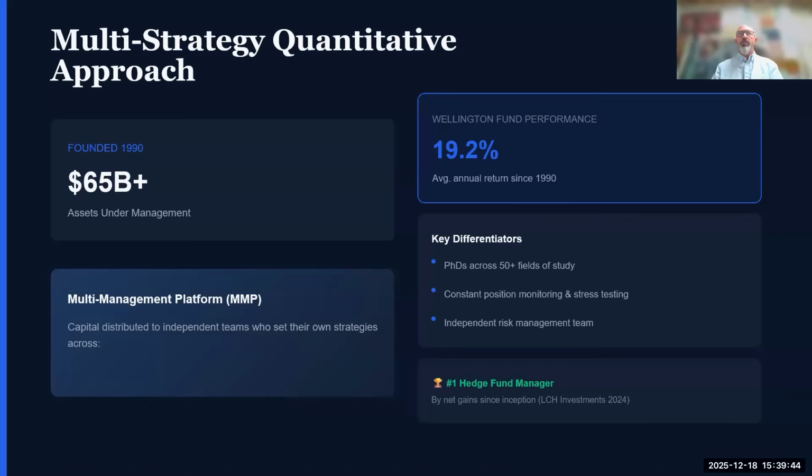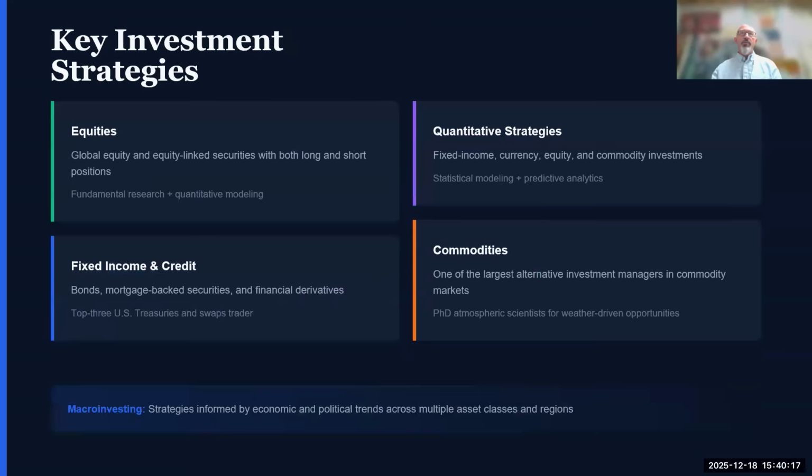Citadel is more of a multi-strategy quantitative approach. They manage about $65 billion in assets under management, and since 1990, when it was started by Ken Griffin, they've averaged a 19.2% return. If you think about the period of time they have averaged that, it is pretty substantial. That has gone through a number of crashes and downward markets, but also a number of really high-performing markets. The way they approach it, and this is their asset allocation model, is they have four divisions.